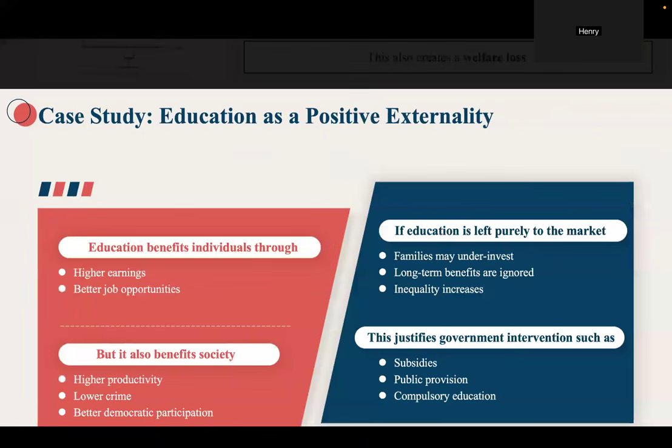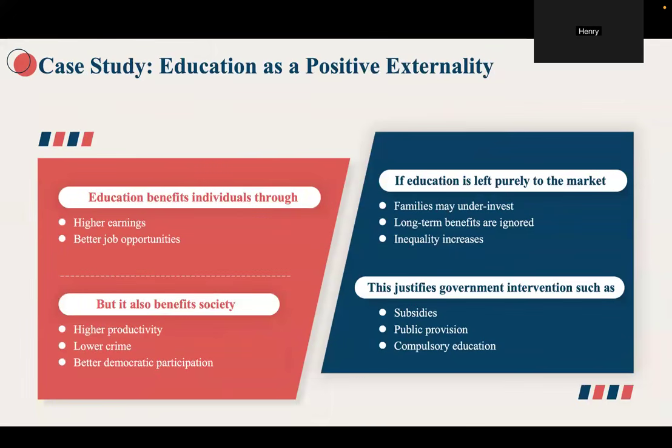Now let's apply this to education. Education generates significant external benefits such as higher productivity, lower crime, better civic engagement, and long-term economic growth. However, if education is left entirely to the market, families may underinvest, long-term benefits may be ignored, and inequality may increase. This is a classic example of a positive externality and it justifies government intervention.